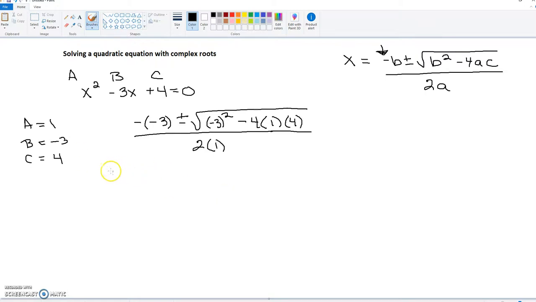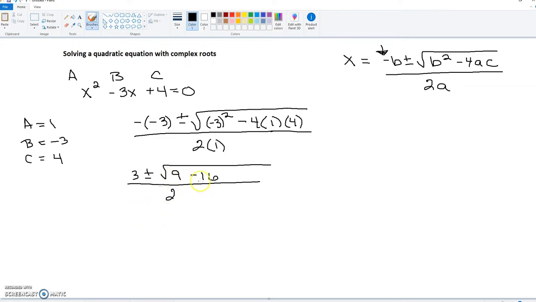Okay, so now we're going to clean it up. I'm going to start out here. We've got a double negative, so that ends up being a positive 3. I'm going to put our plus minus here. So negative 3 squared is, of course, 9. Minus 16. And then, sorry, my pen spazzed out there for a second. And then we're going to do 2 times 1, of course, is 2. So far we're doing great.